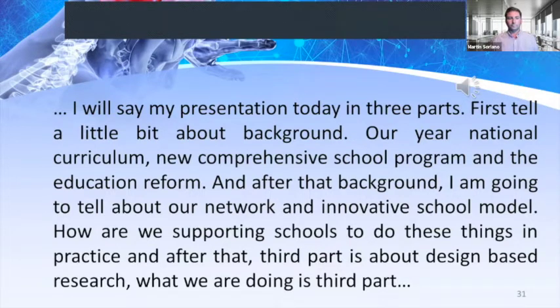I will share my presentation today, 3 parts. First, I'm telling a little bit about background, our new national curriculum, new comprehensive school program and teacher education reform. And after that background, I'm going to tell about our network and innovative school model, how we are supporting schools to do things in practice. And after that, third part is about design-based research, what we are doing. It's short part.